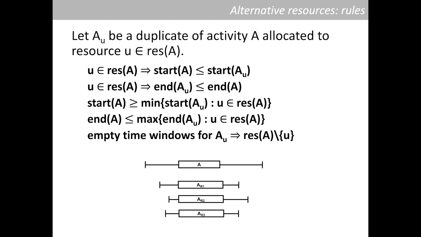So now we know this information from resources, and we can propagate these time windows back to the original activity. So we can say, yes, activity A can be processed in one of these resources, but only in this time window. So that's how we can model alternative resources in constraint-based scheduling.